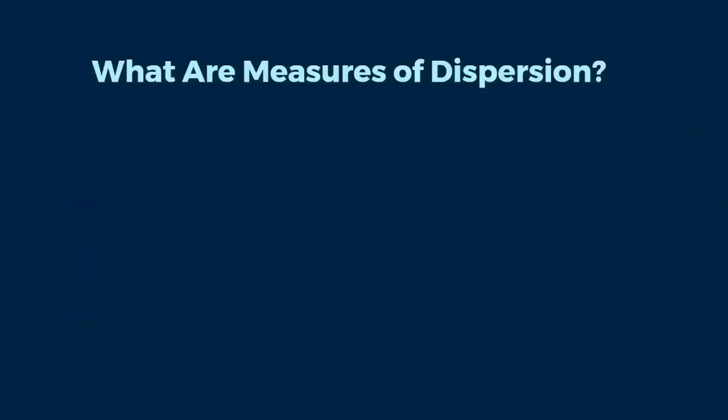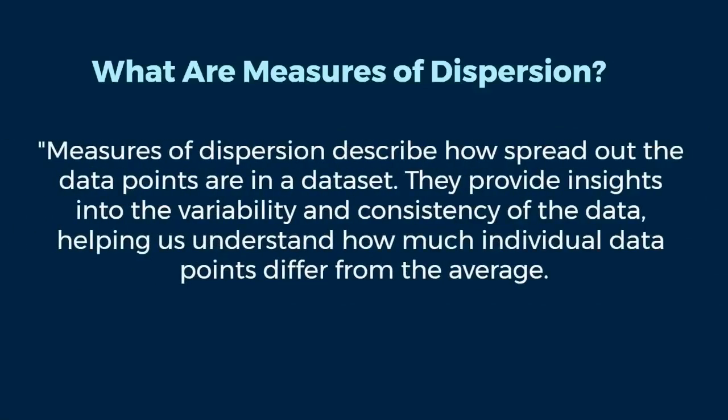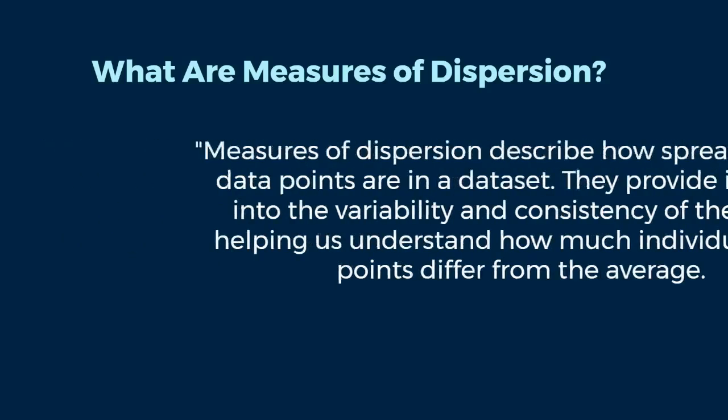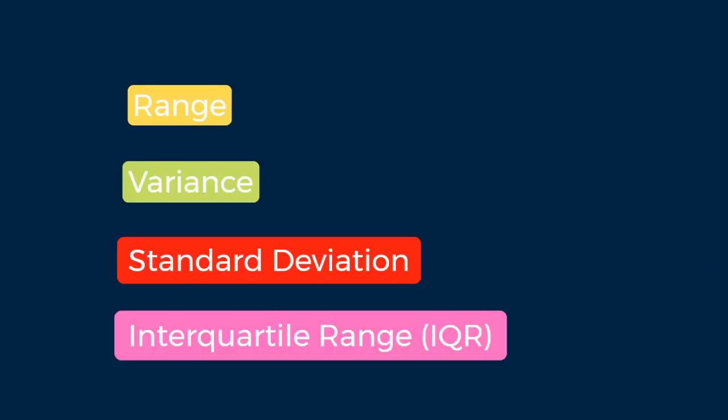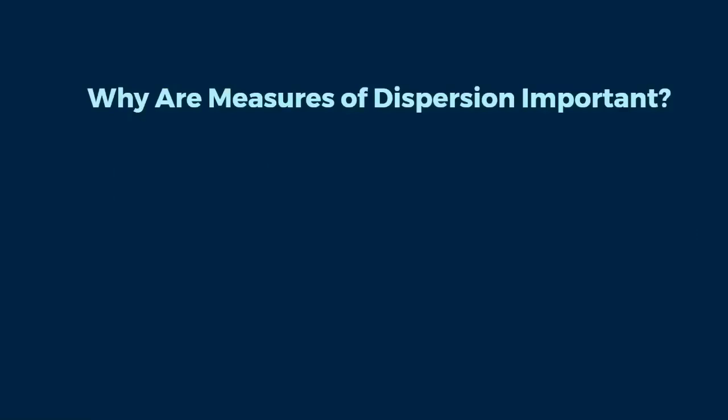Let's dive in. What are measures of dispersion? Measures of dispersion describe how spread out the data points are in a dataset. They provide insights into the variability and consistency of the data, helping us understand how much individual data points differ from the average. They include range, variance, standard deviation, and interquartile range, IQR.